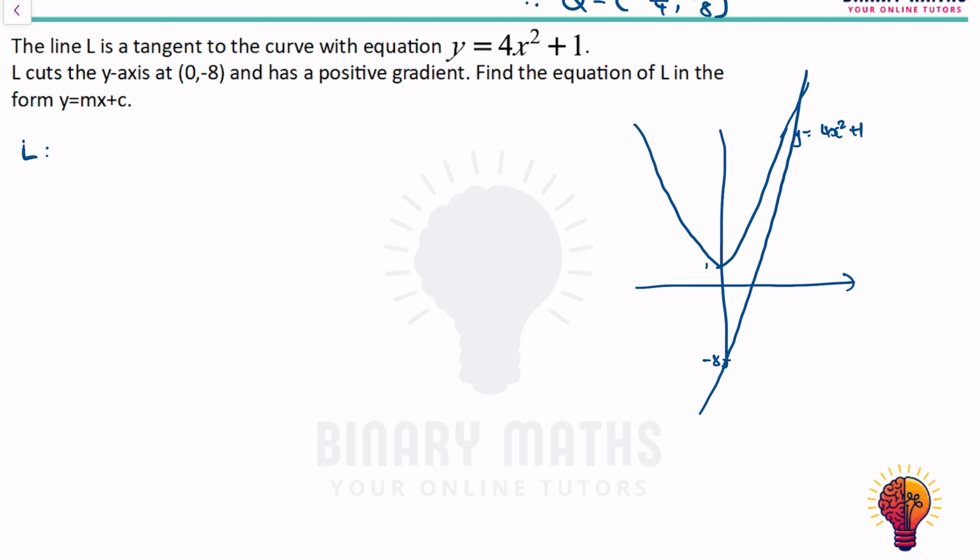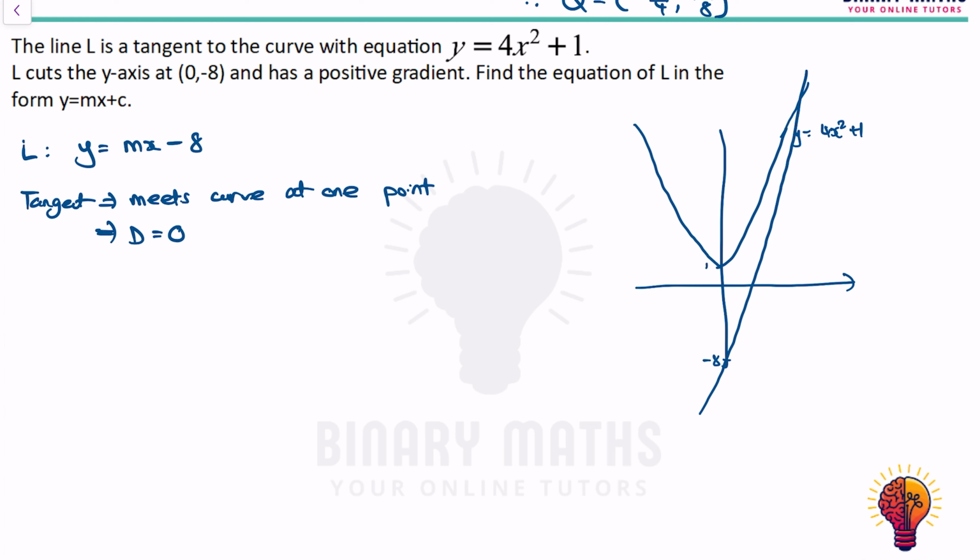So the first thing we know is y must be equal to mx minus 8, because L cuts the y-axis at (0, -8). And it's a positive gradient, so it must be of this type. Now, if it is a tangent, then it meets the curve at one point, which implies the discriminant is equal to 0 when combined.